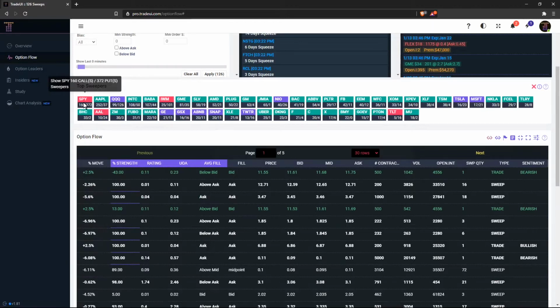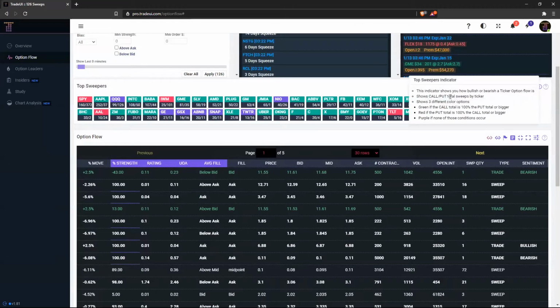This one. Yeah, so the red is double. If you go to the right side, there is a little icon with a question mark. If you click on it, that should technically tell you that. Because some of them I forgot, to be honest with you. Green is if the call total is 100% or bigger than the put total. Red is if the put total is. They're all labeled there because there is so much stuff. I know, I like the label. If it's red, it always doubles, times two, that means obviously puts.